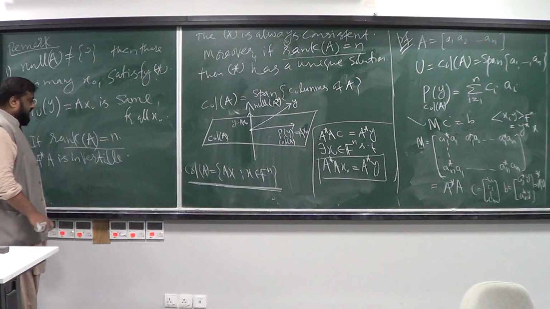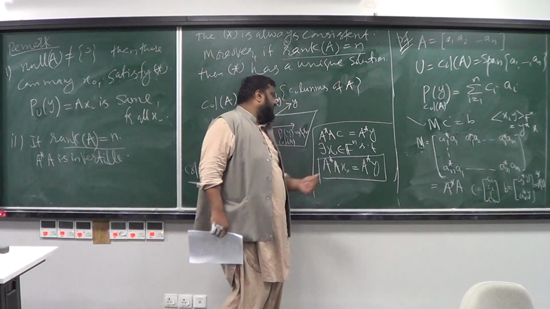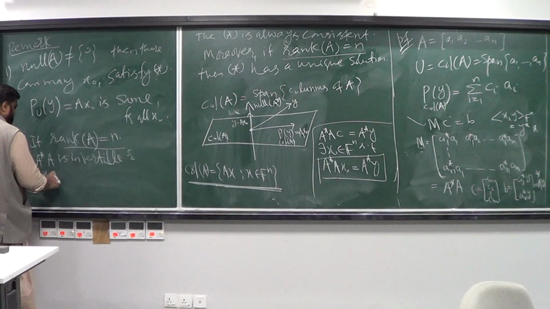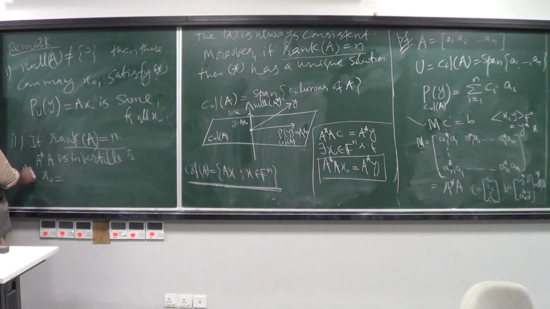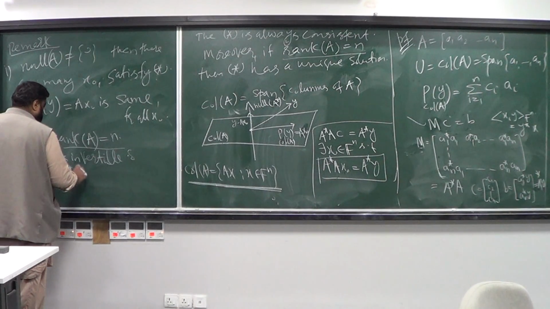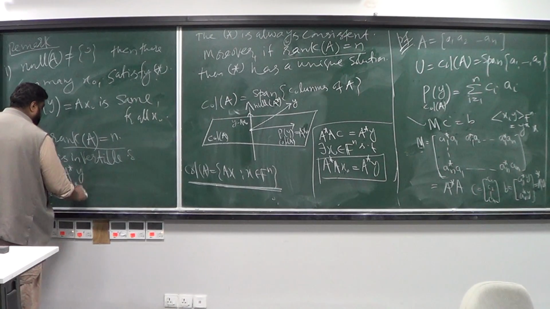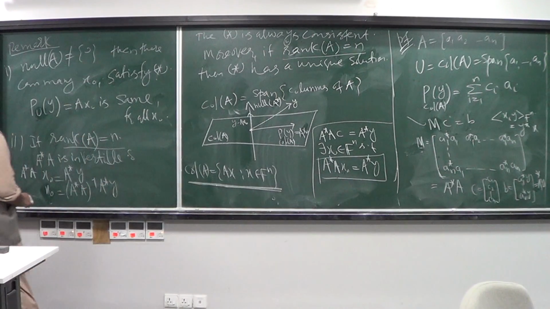And if this is invertible, then I can move this A star A to the other side. In other words, I can find a unique x naught: if A star A x naught is A star Y, then x naught explicitly is going to be A star A inverse times A star Y actually. So this is explicitly what x naught is going to be.